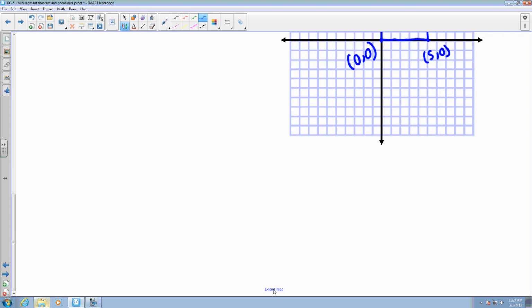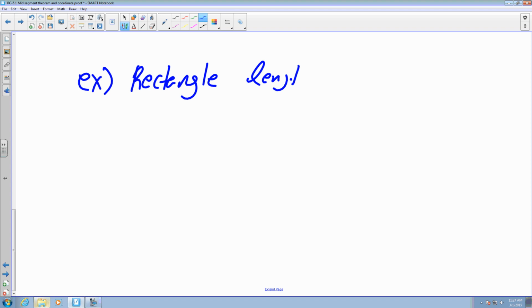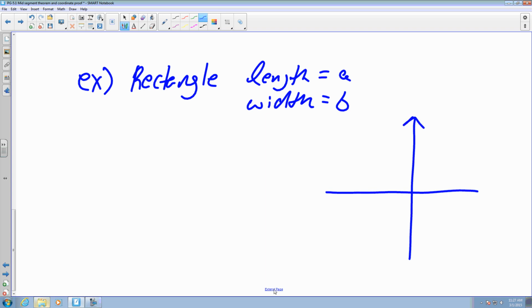Now, before I get to the next page, I talked about this in class. There are going to be some problems where they don't give you specific unit measures, where they're going to give you variables where they want you to solve. So another example would say, like, what if you had a rectangle with length equaling A and width equaling B? All right, they don't tell you what it is, but if you were to draw out an XY coordinate plane, you could still do the problem and help you solve it.